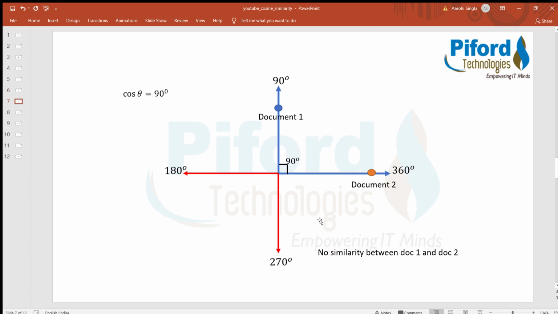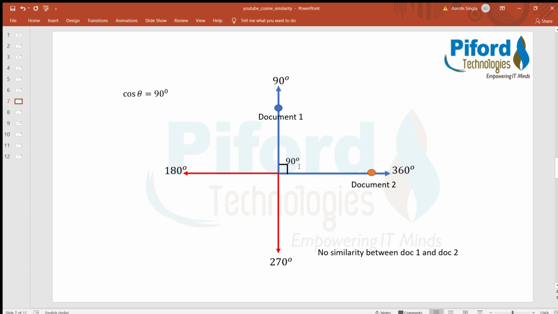In the same way, let's suppose one document is over here and the other document is over here, so this angle is 90 degrees, meaning one document is on a different axis and the other document is on a different axis. There is not at all similarity, they are moving in different directions. So the angle here is 90 degrees, and if you remember, whenever cos theta is equal to 90 degrees, the output would be 0. So 0 simply means there is no similarity between document 1 and 2, right?